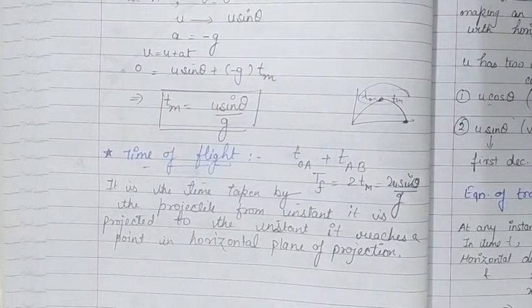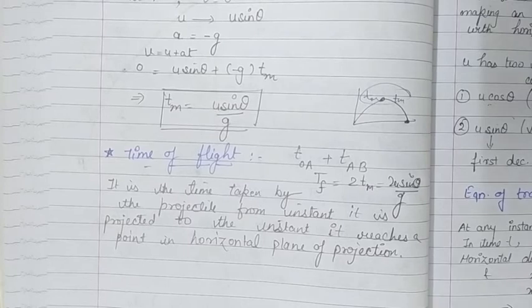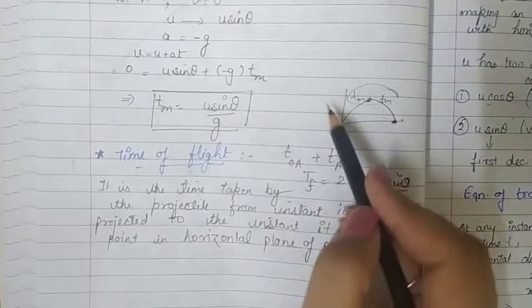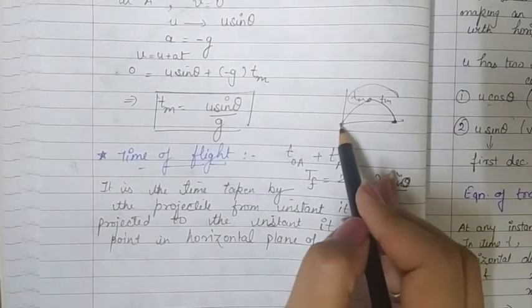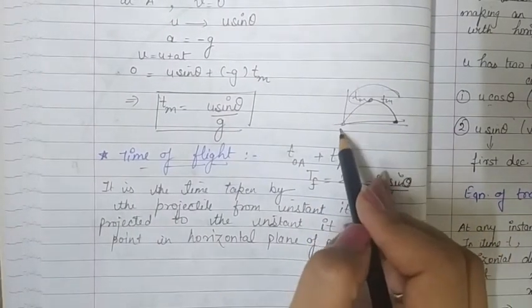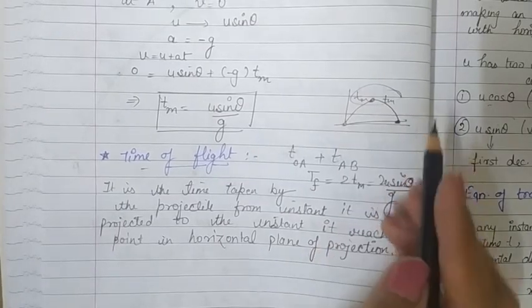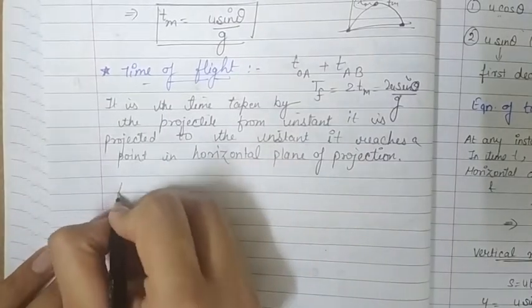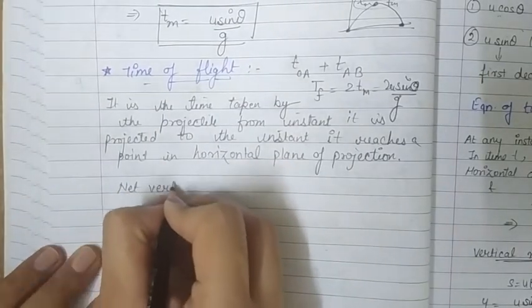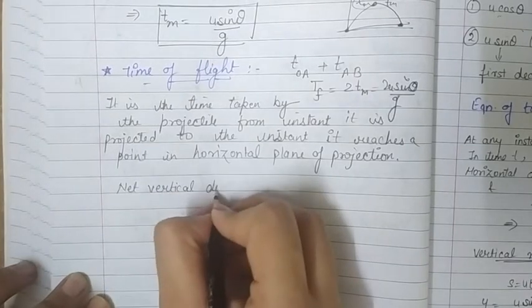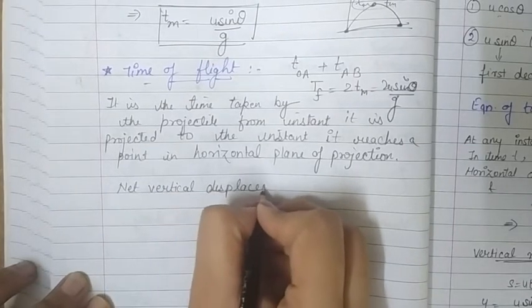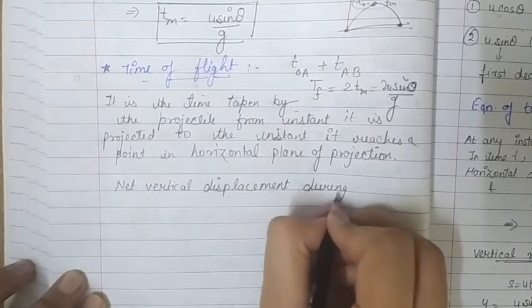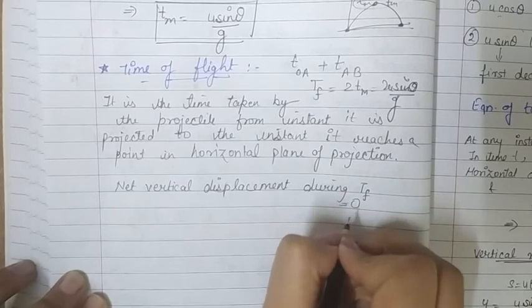Now vertically अगर हम चेक करें, so the net displacement by the projectile during the time of flight is 0. Since ये vertically यहीं से start हुआ, इसी plane से start हुआ and again it comes back to the same point. So net vertical displacement for the projectile during time of flight, that is Tf, is equal to 0.